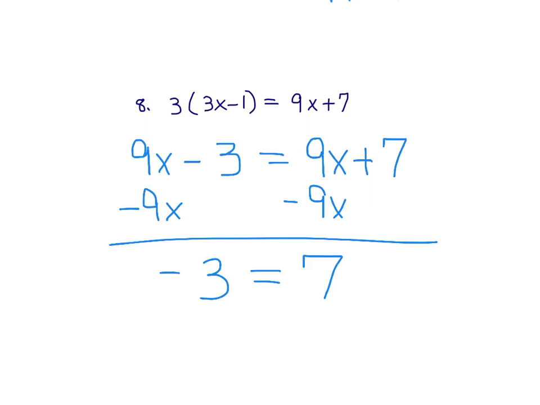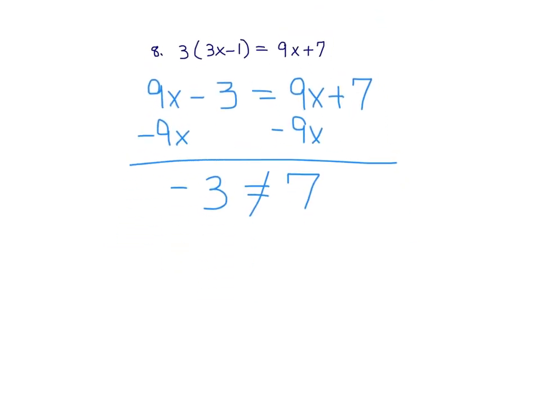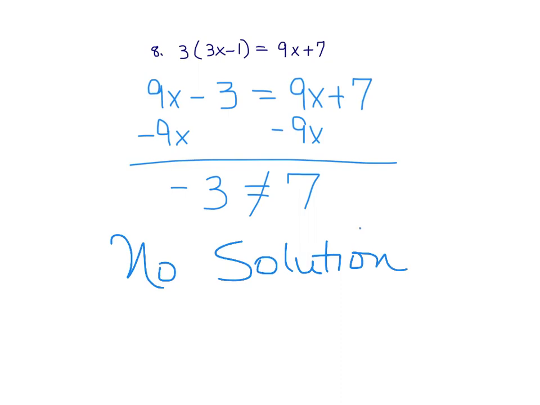So as soon as you're left with something where there are no variables left and it doesn't make sense, your answer is no solution. You can either write out the words no solution, or you can put the 0 with the slash. You could even put empty set brackets. This indicates that there is no solution to this problem.